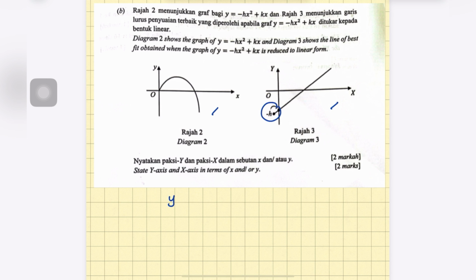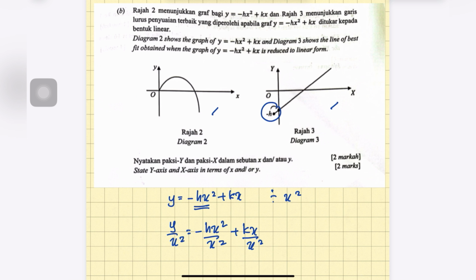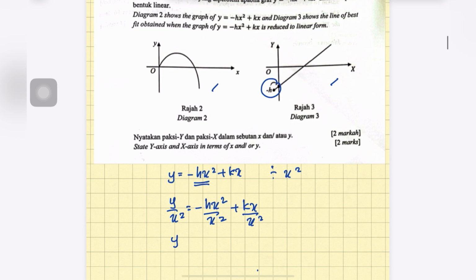So start from y equals negative hx squared plus kx. We want to make negative h stand alone. So we have to divide everything by x squared. So here we have y over x squared equals negative hx squared over x squared plus kx over x squared. Okay, so we simplify. So y over x squared, we arrange it, so we get k over x, it simplifies. So 1 over x plus, minus h.